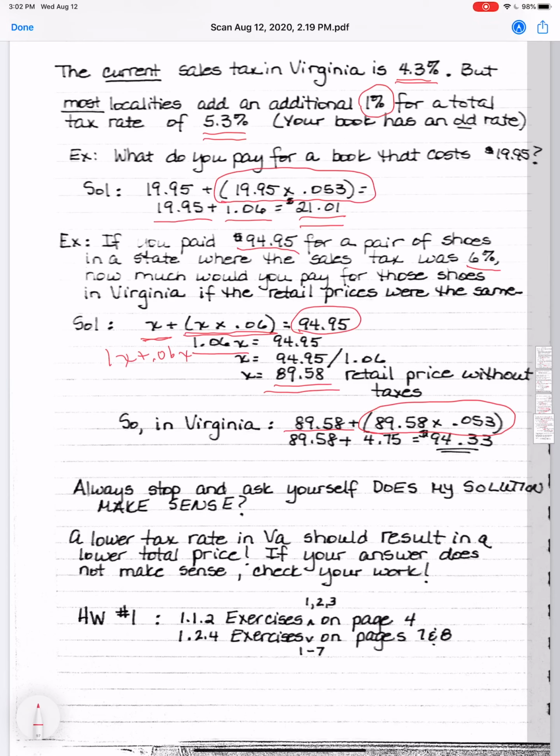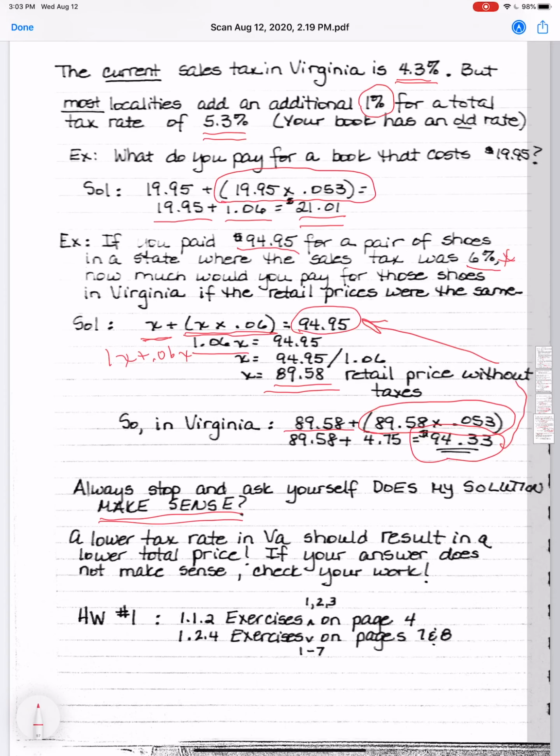And when you're doing these problems, stop and ask yourself, does that make sense? For example, if we would have paid 6% in one state, but we know in Virginia we can get it for 5.3%, we know the price should be a little lower in Virginia because the taxes are lower. So when you get your answer, compare it back to where you started and say, does that make any sense? Is it a little lower than where I was originally? It's always going to be handy to stop and ask yourself, does my answer make any sense?